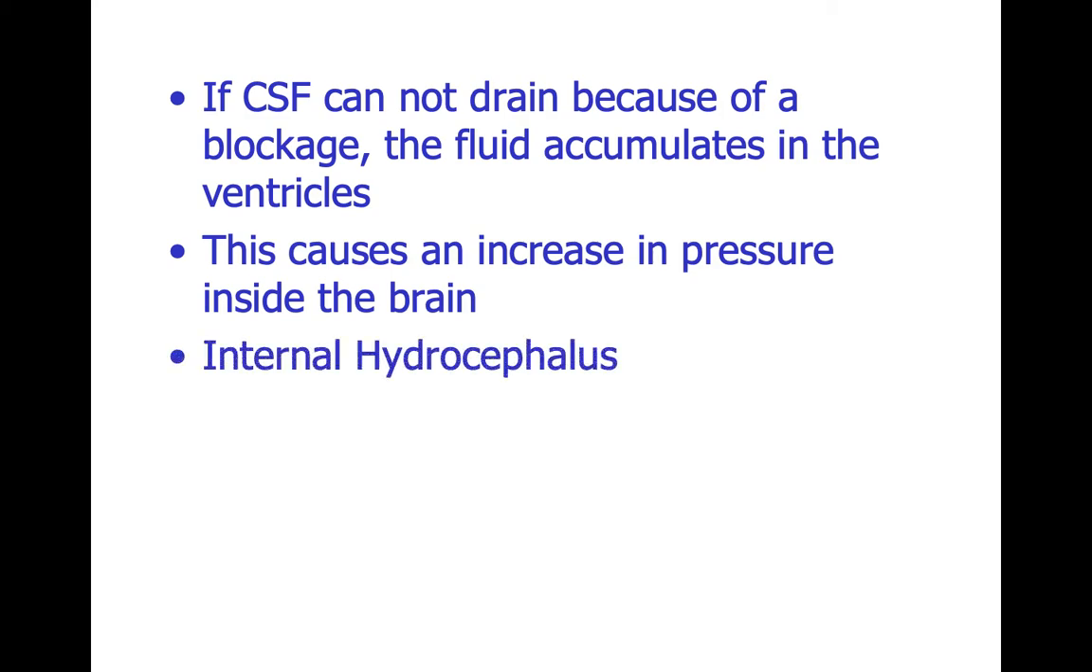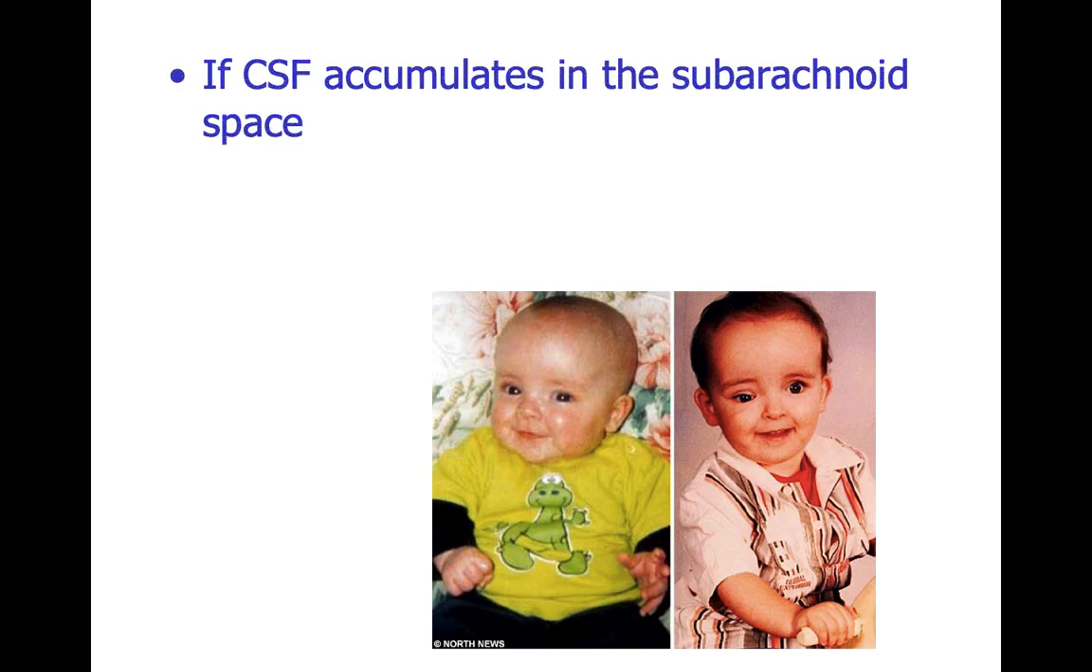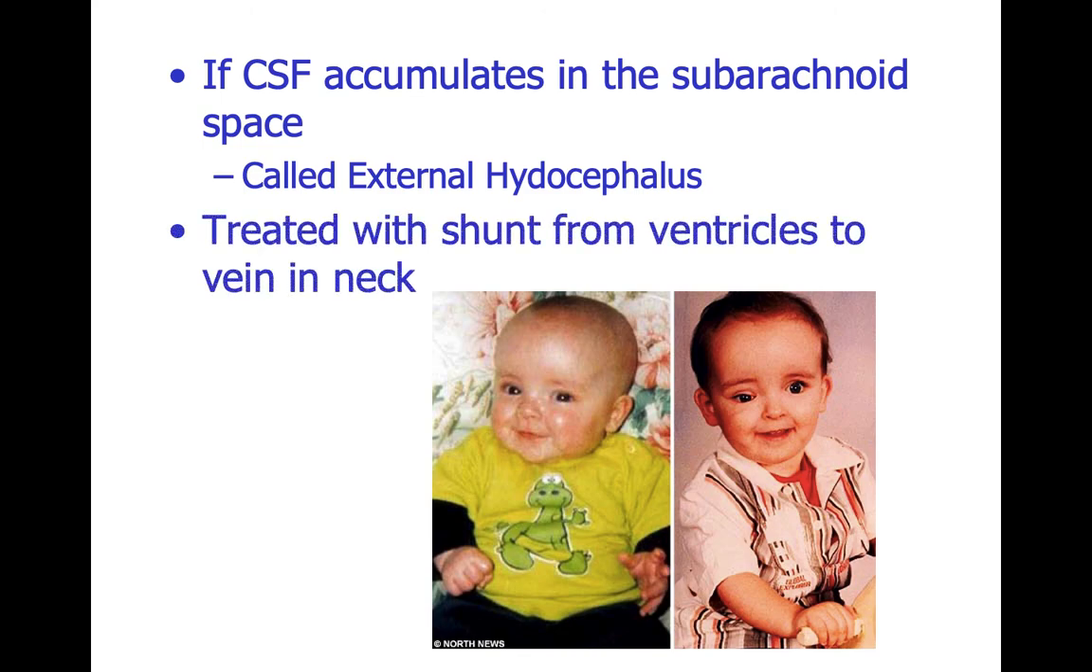We call this internal hydrocephalus because the ventricles are deep inside of the brain, and we're causing that pressure buildup inside of the brain. Now, if we look at this poor little dude, he has an issue where the cerebrospinal fluid is accumulating in the subarachnoid space. This is referred to as external hydrocephalus because it's pushing from the outside in on the brain. This is very easily treated with a shunt from the ventricles.